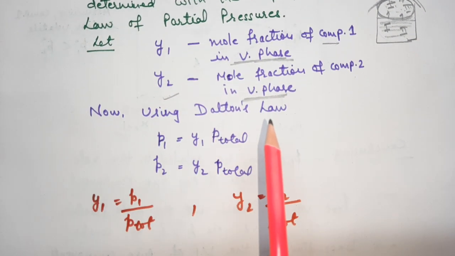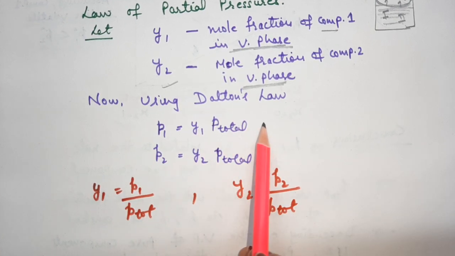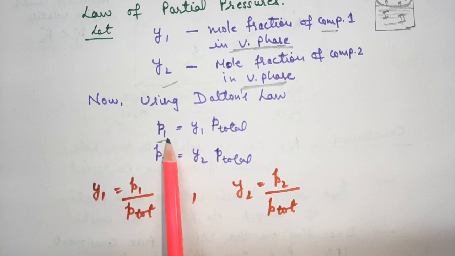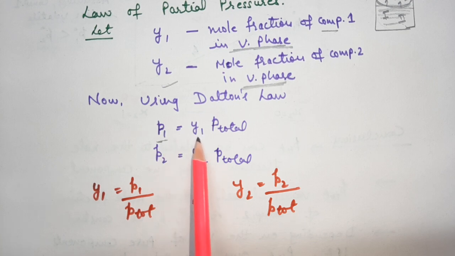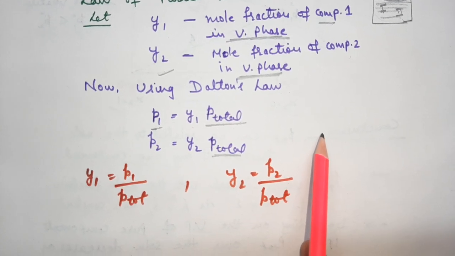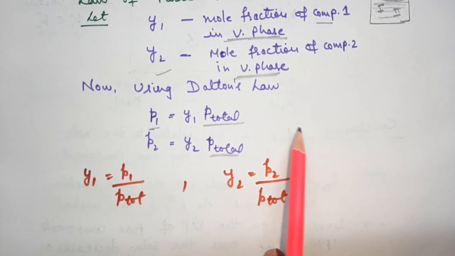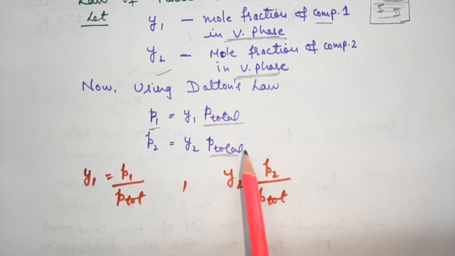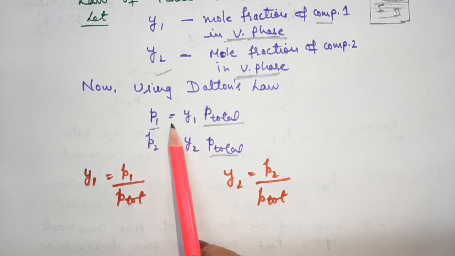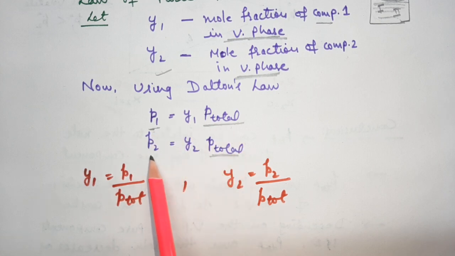By using Dalton's law again, P1, that is the partial pressure of component 1, is equal to y1 times P total. P total will be constant. Whatever increase or decrease in the compositions there will be, the P total for both the components will remain constant. So P1 is equal to y1 P total, and P2 is equal to y2 P total.